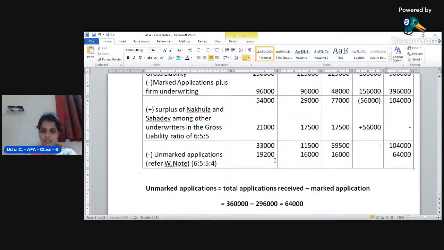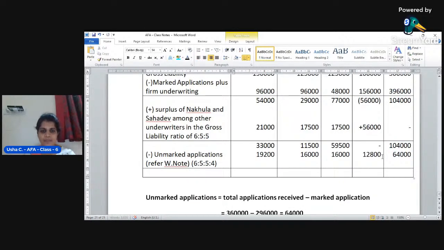And the total should be distributed among this underwriter also. That is 64,000 into 4 divided by 20. It is 12,800. Now take the difference.